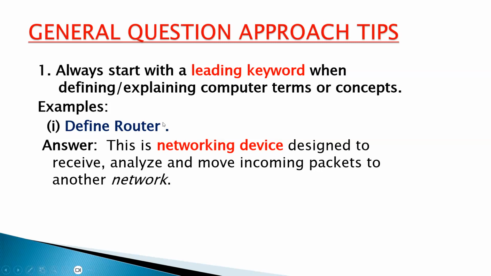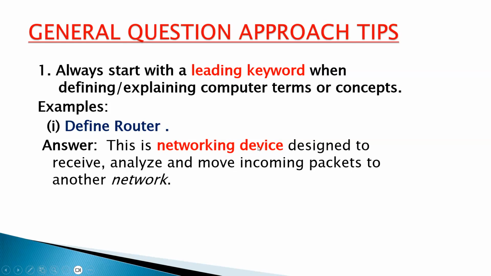Some students, instead of putting this keyword, you find them neglecting the keyword and putting the word one. You say, define a router. A person says, this is one designed to receive, analyze, and move incoming packets. That one will be crossed. We expect you to use the keywords: a router, a modem, a switch, a repeater, a hub.